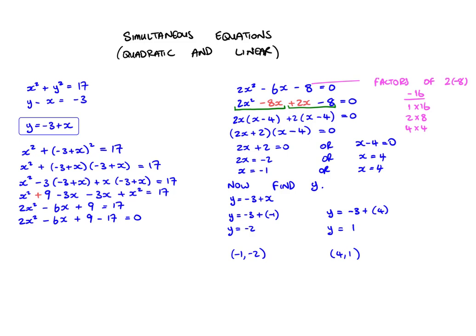So I'm just going to talk you through this simultaneous equation here. We've got x squared plus y squared equals 17, and we've got y minus x is equal to minus 3. So you can see here we've got two equations and we've got two unknowns. We've got x's and we've got y's.